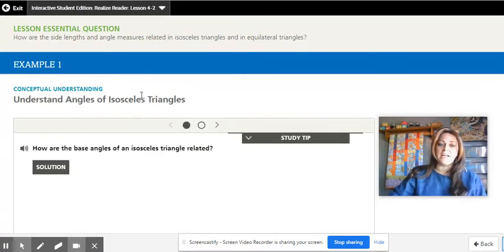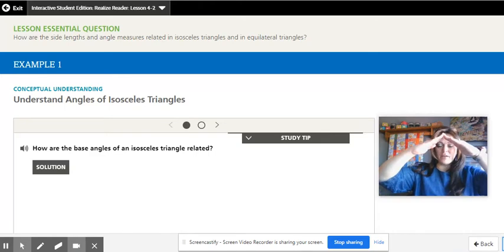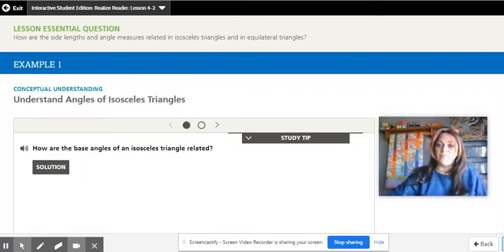Example 1, understanding isosceles triangles. You should have learned about isosceles triangles years ago, but isosceles triangles are those triangles that generally you see as a nice, tall, skinny triangle like that, but it doesn't have to look like that. It could be a really big, obtuse triangle. Bottom line is isosceles triangles have two sides that are congruent. Those two sides come together at a point. That point creates an angle that is called the vertex angle. Okay, so we're going to be talking about a lot of isosceles.